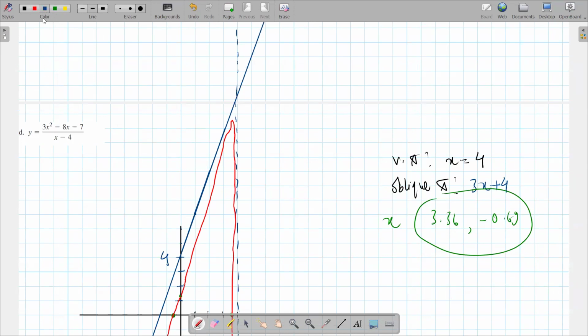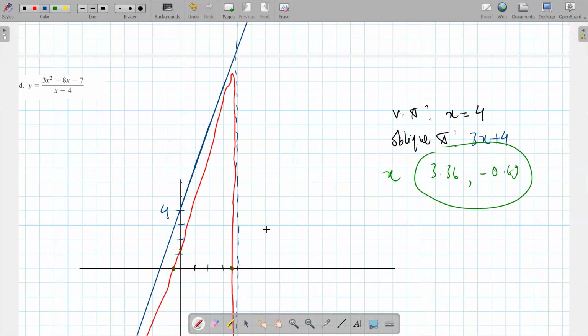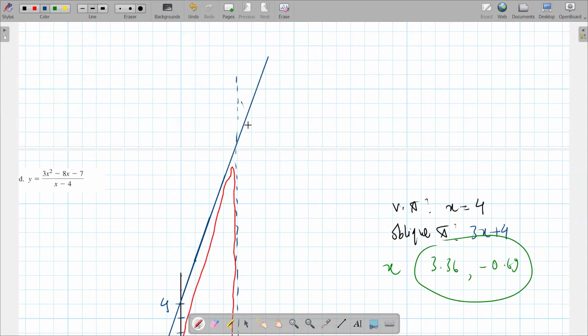I'm going to check two things here. I'm going to check f of 5. I want to know if I'm above or below this for 5. So f of 5 is 3 times 25 minus 8 times 5 minus 7, divided by 1. That's 28. So I know at 5, I'm somewhere up here. So the only way this is going to work is if I respect these two asymptotes. So it's going to be something like this. Cool? And that's the sketch for this equation.